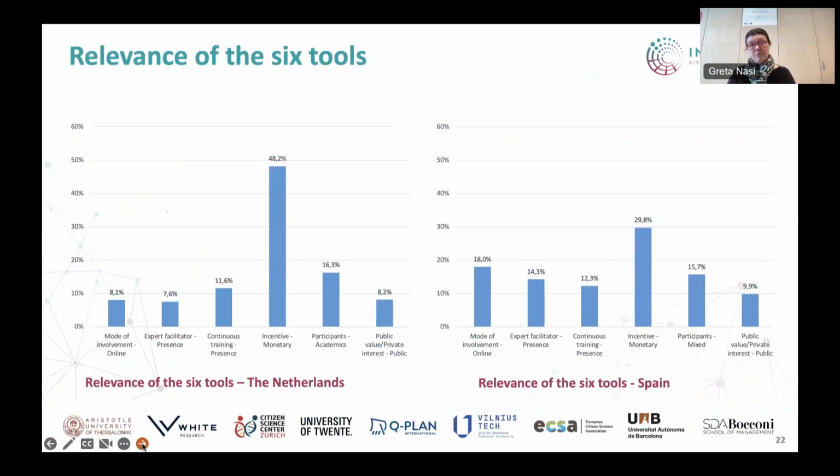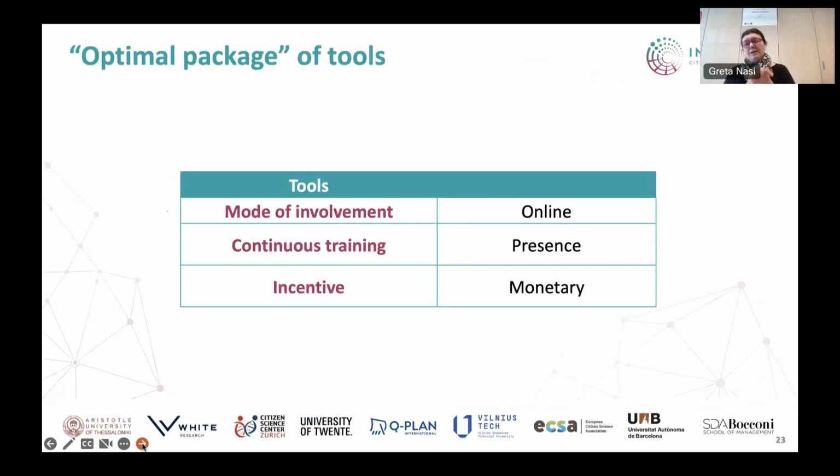But we also see, for example, that not everybody across the different countries, probably because of contextual conditions, feels the same about mixed groups. And as you see here from the slide, in the Netherlands, academics and the dialogue and the relationship with academics seem to be favored over general mixed participants. So the optimal package that comes out of this experiment is that mode of involvement online, continuous training in presence, and monetary incentives across the four countries appear to be the optimal package that a Citizen Science Hub would have to offer to citizens to stimulate their engagement and participation across citizen science projects.